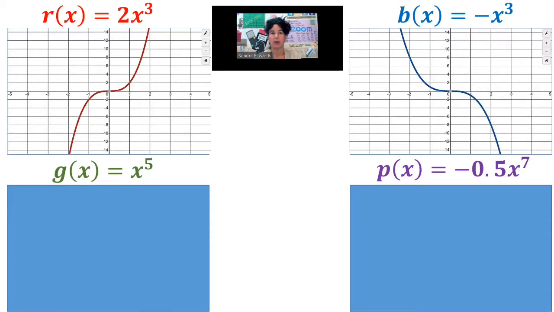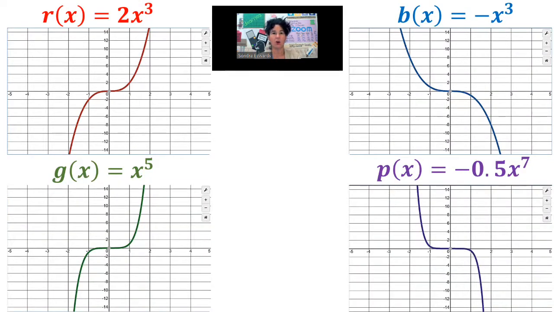All right, we have all 4 graphs now. See how all of them have that basic shape. On the end, one goes up and one goes down, depending on the graph, but we have one side is up and one side is down. That general shape is preserved.